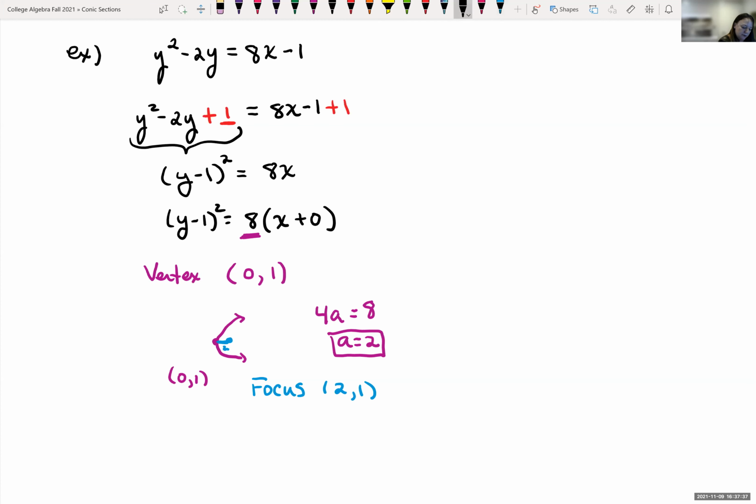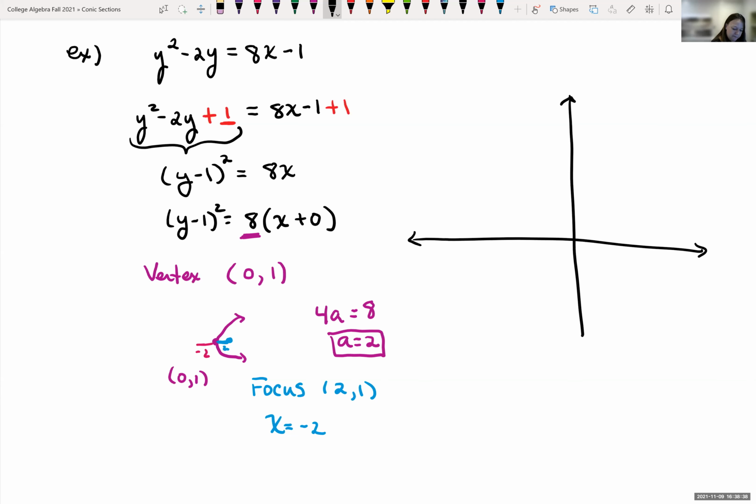Our directrix, we're going to have to subtract 2 from the x value of our vertex. It's a line, so it's in the form of x equals, because it's a vertical line, and that's going to be 0 minus 2, or -2. Okay, so let's plot what we have so far, and then we're going to find, if we need to, intercepts.